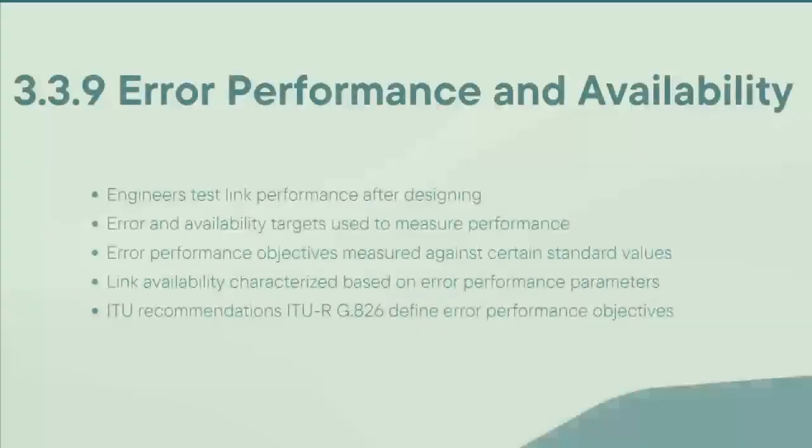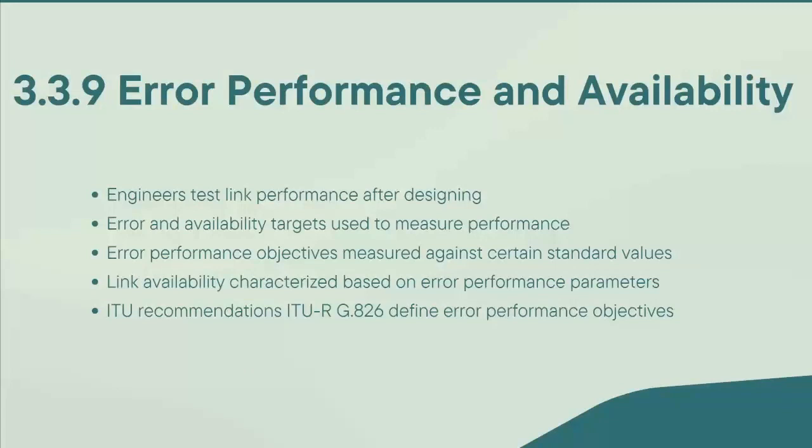Moving on, the next slide is about error performance and availability. So after designing, the engineer must test the link performance, and error and availability targets are used to measure performance. Error performance objectives are measured against standard values, and the standard values always vary. But the ITU, which stands for International Telecommunication Union, recommends a standard called ITU-T G.826. They recommend using this standard in order to test the error performance and also the objective.